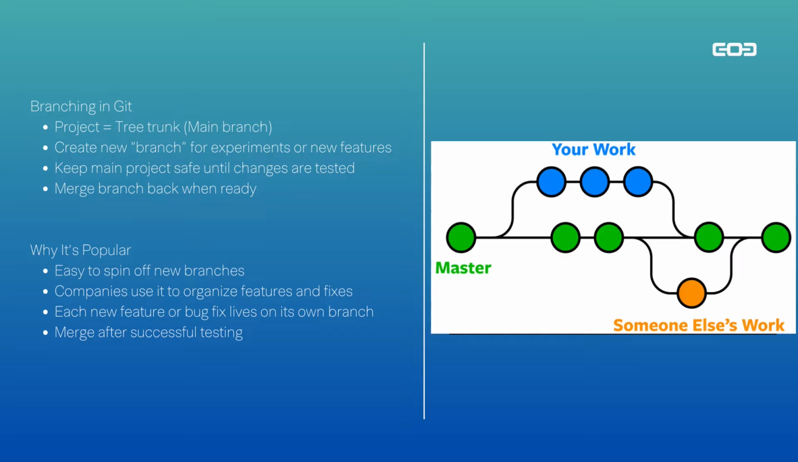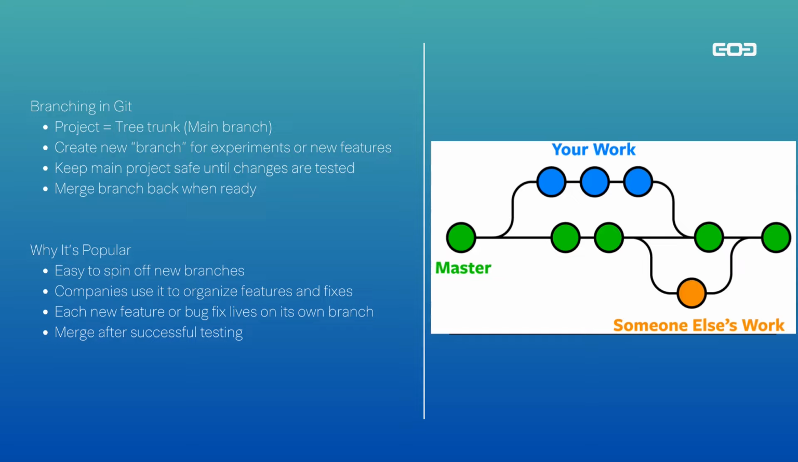Now, let's talk about branches. Think of your project as a big tree trunk, the main branch. If you want to work on something new or risky, you can create a new branch that sprouts off the trunk. That way, you don't mess up your main project if things go wrong. Once you're happy with your changes, you can merge your branch back into the main branch, so everyone else can benefit from it. Git makes branching super easy, which is one of the reasons it's so popular in real companies.